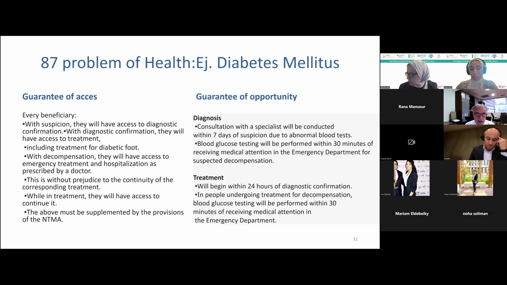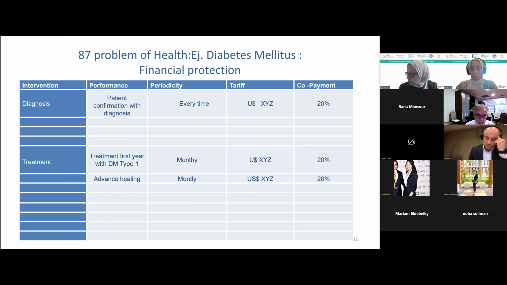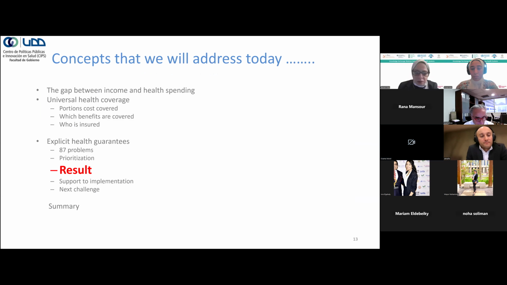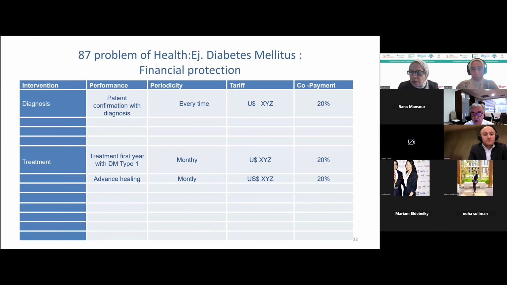And finally, in relation with the financial protection, here I only show part of the financial protection, for example, for a specific diagnosis. When the patient's diagnosis is confirmed, the periodicity is every time, and you have a specific price and a specific copayment. The copayment for the patient is 20%. And on the other hand, in relation with the treatment, we have a specific treatment each month with a specific price, and the copayment is 20%. All the patients know how much they need to pay to have the guarantees in the access and the treatment.